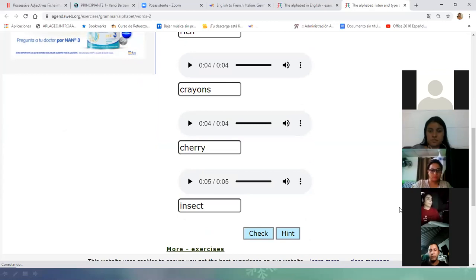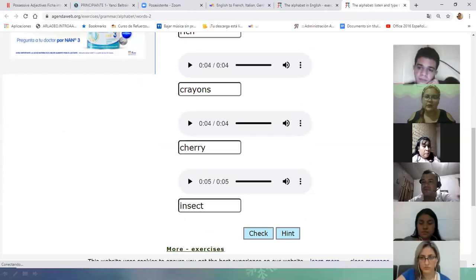Okay, so with this exercise, we finish the practice of the alphabet. We finish the practice of spelling. So now your homework is to practice. Practice the alphabet as many times as you can. Spell different names. Practice the alphabet because that is an important topic.